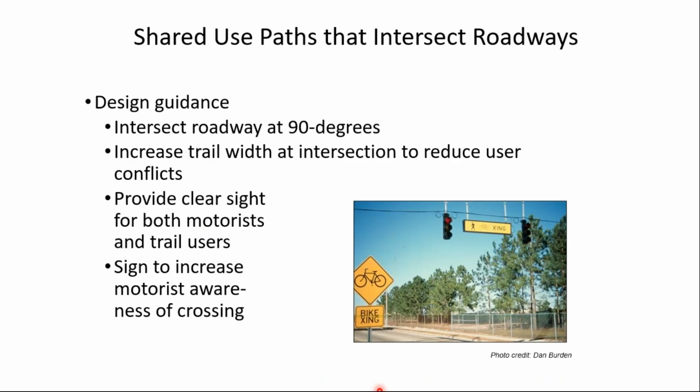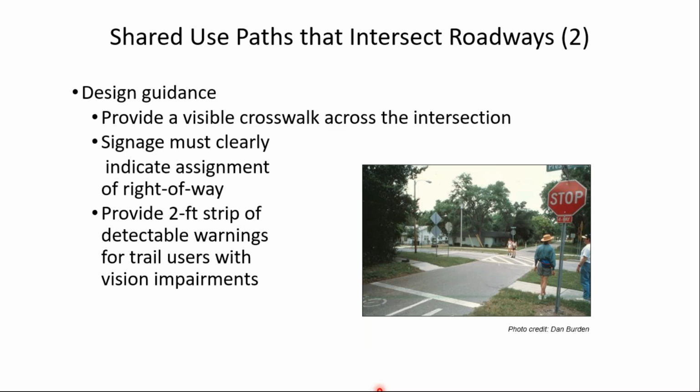Where shared use paths intersect roadways, I would say follow the same design guidance as you would use for roadway intersection design. I'm speeding up here a little bit in the interest of time, but if you have questions, hopefully we'll have time at the end. Here you see a shared use path crossing a roadway, and you can see there's traffic control both on the trail and on the roadway.